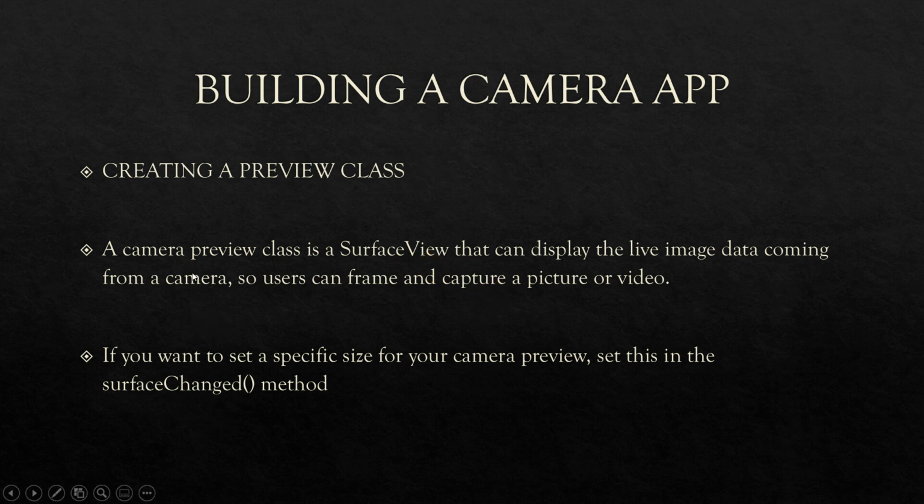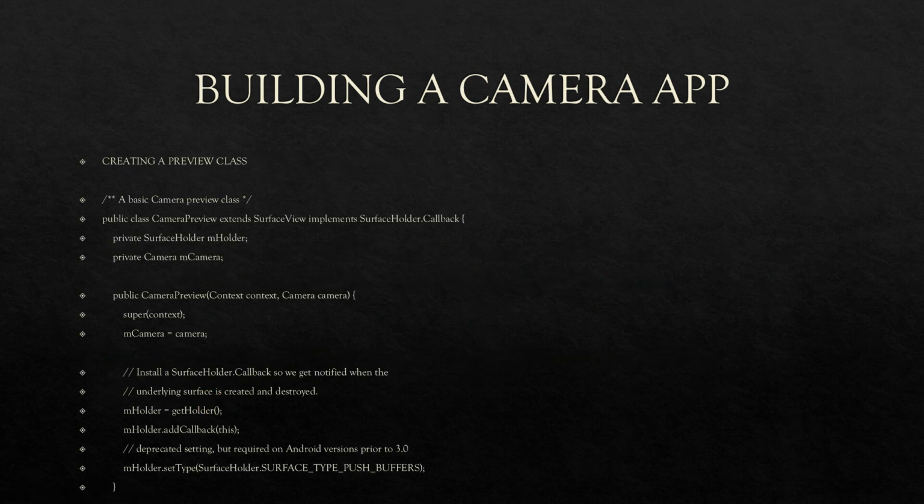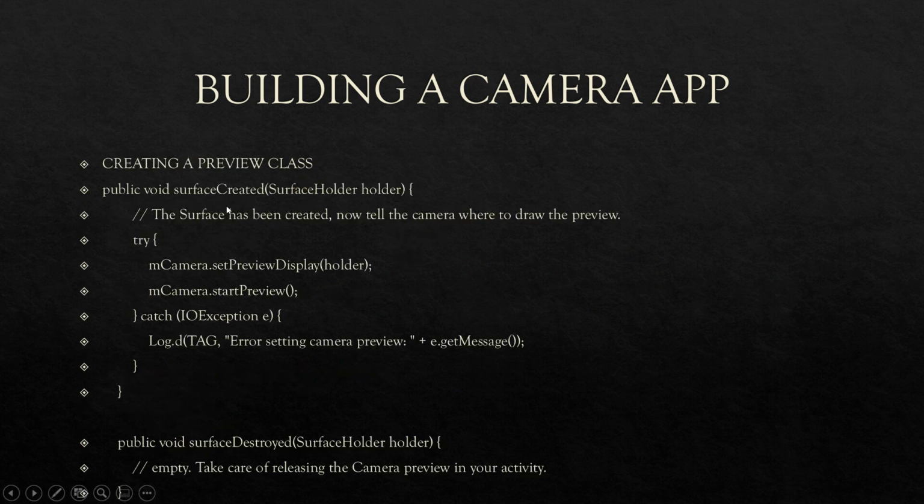Okay, so a camera preview class is a surface view that can display the live image data coming from the camera, so users can frame and capture a picture or video. We have to use different methods, like surface changed. So surface holder, we will use in turn surface holder callback methods.